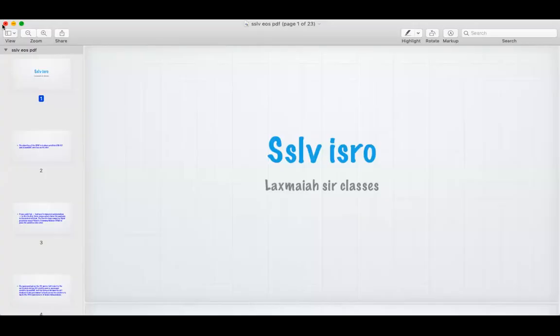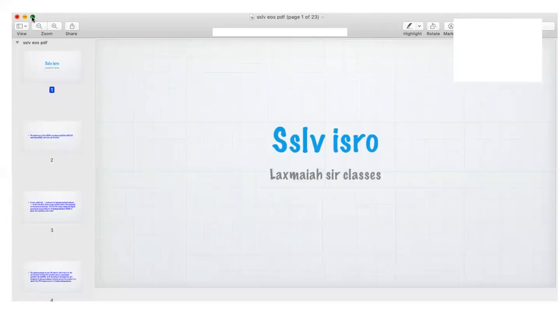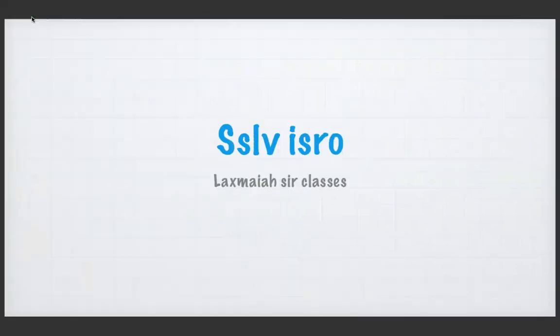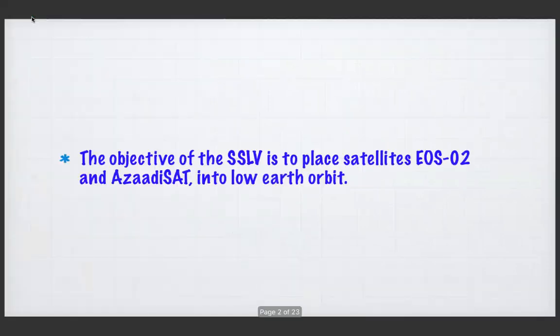Today, we are going to discuss the topic called SSLV, Small Satellite Launching Vehicle. What are the main components of the Small Satellite Launching Vehicle? And all the aspects of this launching vehicle will be discussed in this small session.